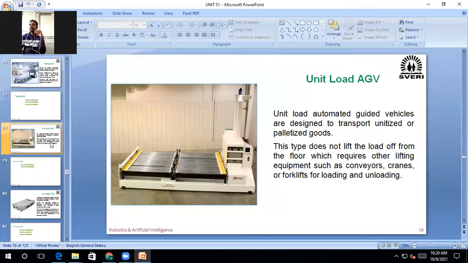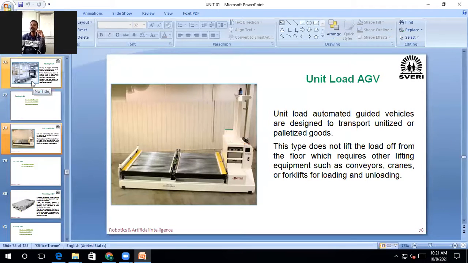Now, next one is the unit load AGVs. Unit load means load carrying. Depending upon the load, they have classified unit load AGVs. Unit load automated guided vehicles are designed to transport unitized or palletized goods. Palletized means the goods are moved on pallets.